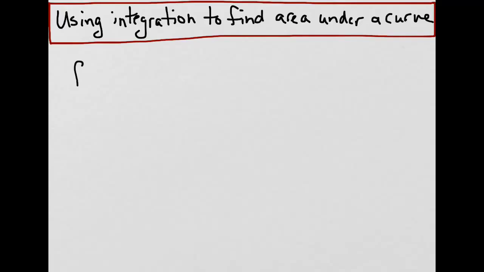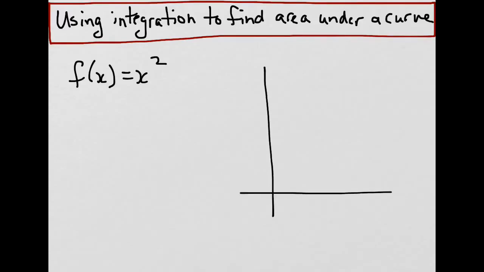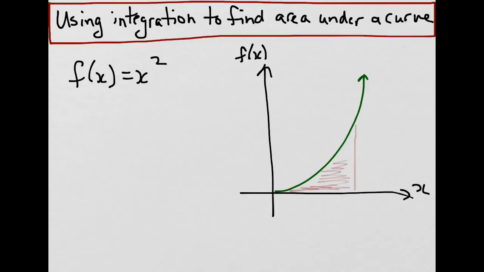Let's say that we had a function f of x equals x squared, which we can draw on a grid. And let's say that we were interested in finding the area under this curve from, say, x equals 0 to x equals 1. How would we do this?